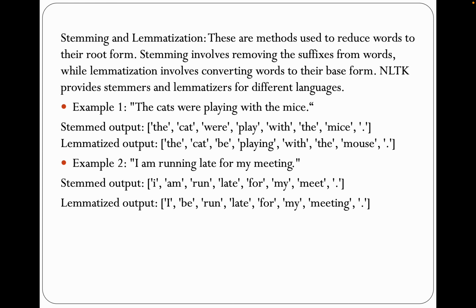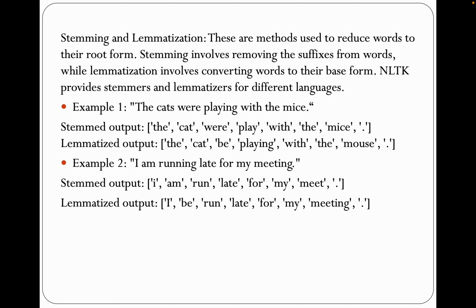And then stemming and lemmatization. These are the methods used to reduce words to the root form. Stemming involves removing the suffix from the words, while lemmatizing involves converting words to their base form. NLTK provides stemmers and lemmatizers for different languages. Consider an example: the cats were playing with the mice.